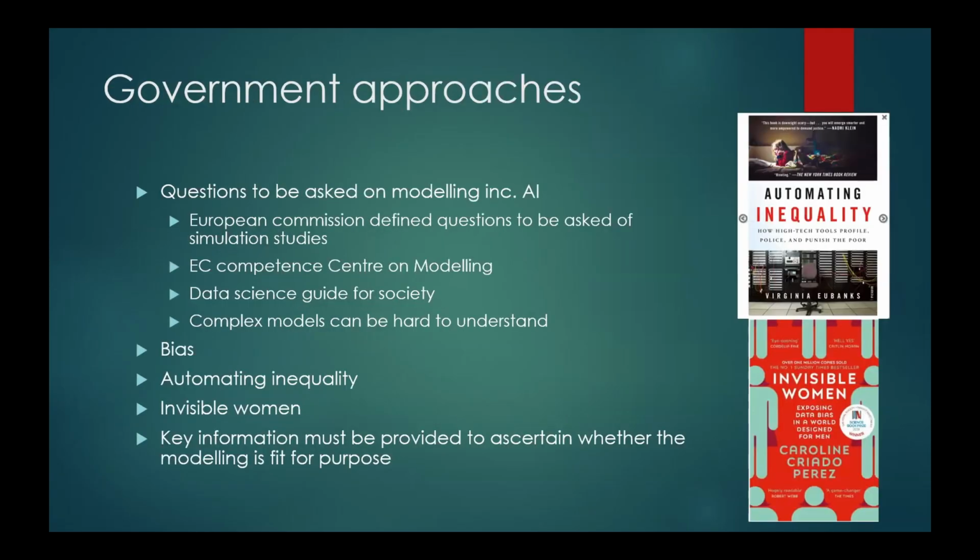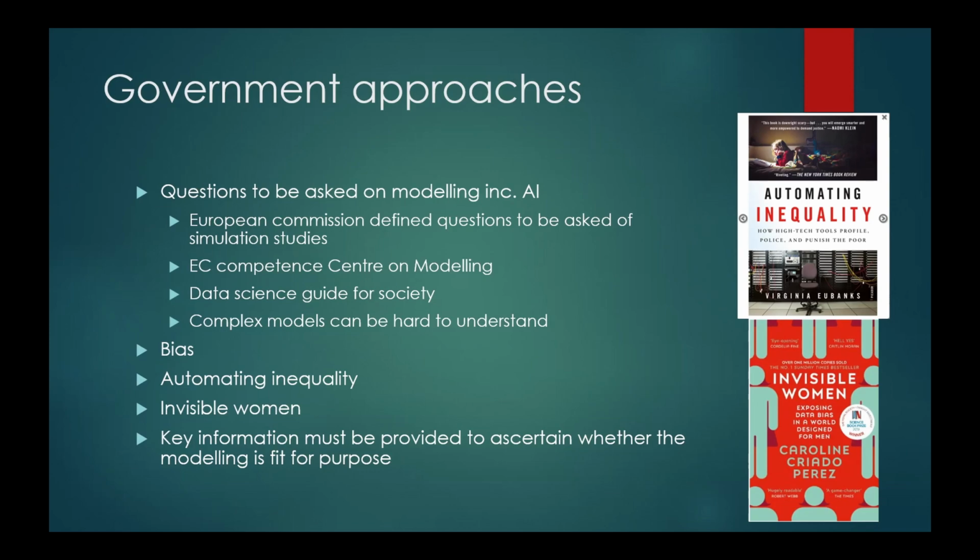So increasingly, governments are taking on board the need to really interrogate mathematical models and really understand what they are doing, what the assumptions underlying them are, and so on. Recently the European Union issued a set of questions to be asked for modelling, including things like AI. The EC Competence Centre on Modelling produced some things, and the Data Science Guide for Society produces something. Complex models can be hard to understand, but if you ask these basic questions as a user, you should have sufficient knowledge to know what you can use them for, where they're trustworthy and where they are limited.